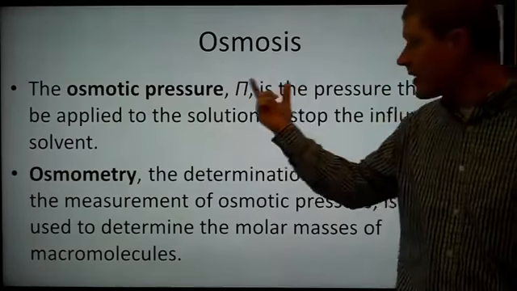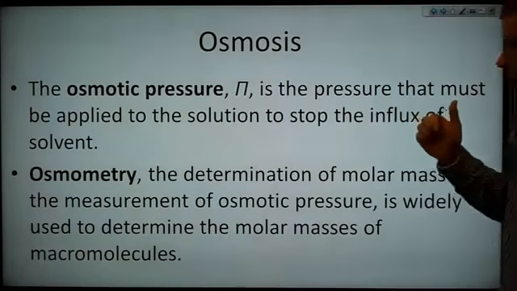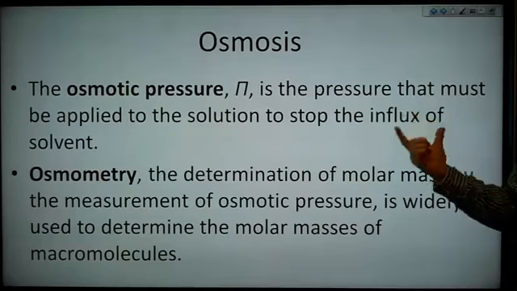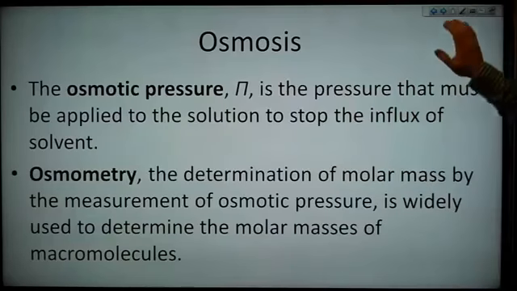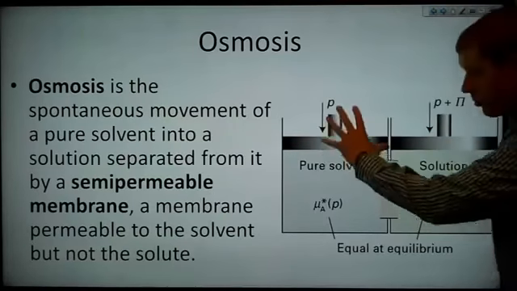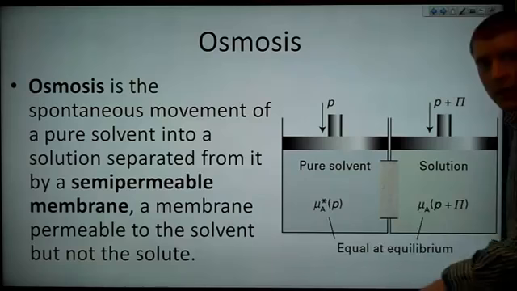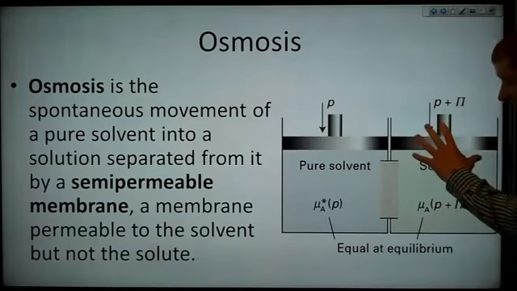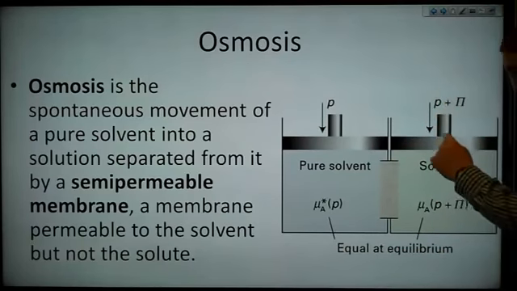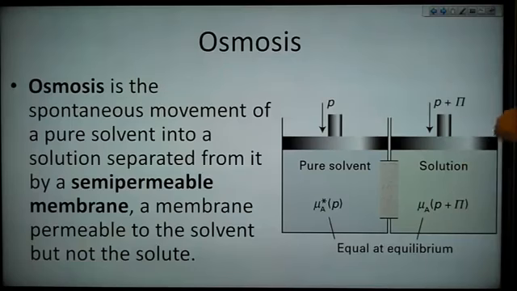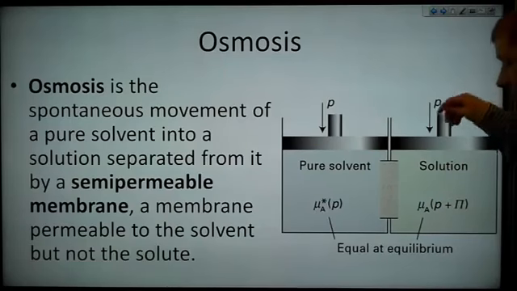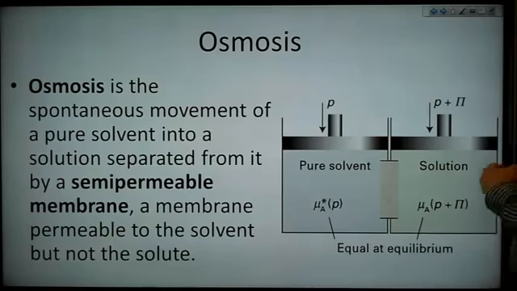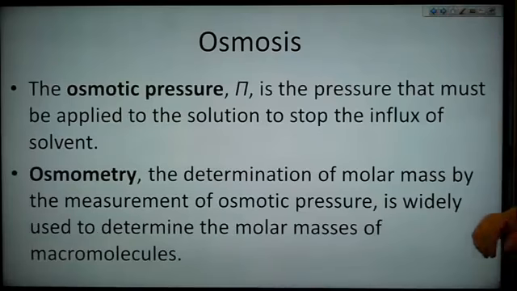So the osmotic pressure pi, the pi I was just talking about, is the pressure that must be applied to the solution to stop the influx of solvent. Generally, the pressure P down here, we usually leave open to atmosphere. We don't have to though. On this side, you still have the pressure from atmosphere pressing down, but now we put some additional pressure on. We have to put additional pressure on the right side to stop solvent from moving in.